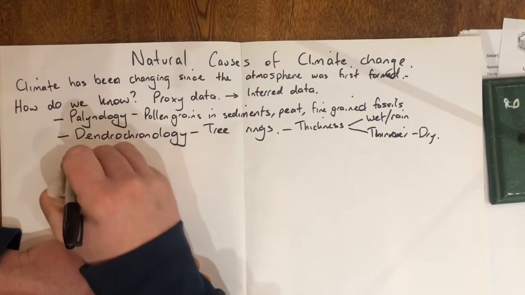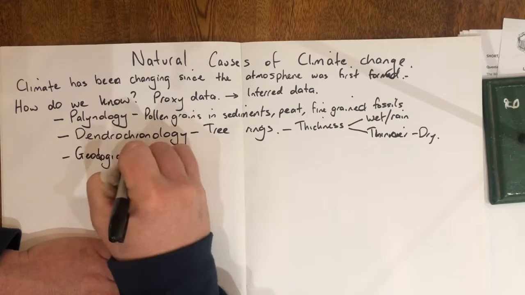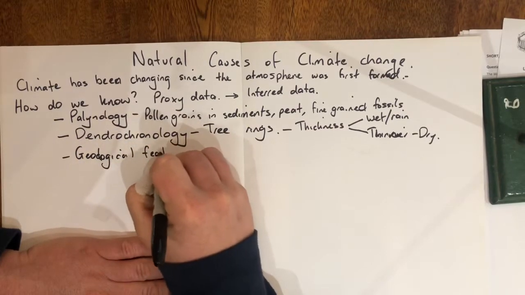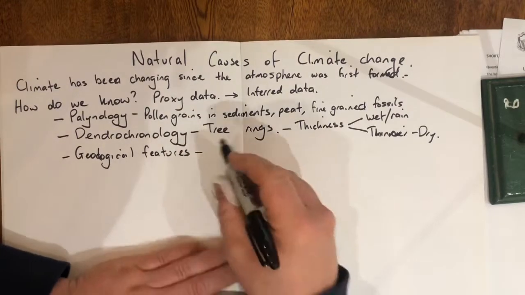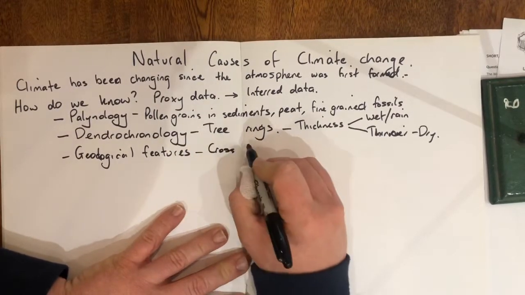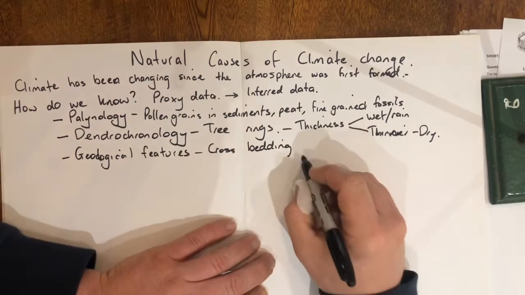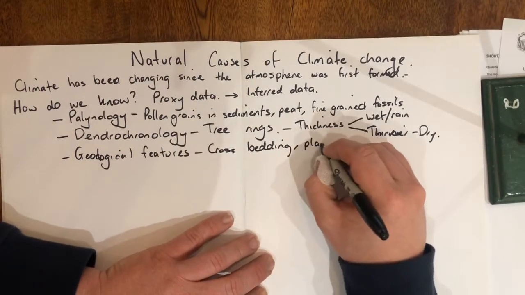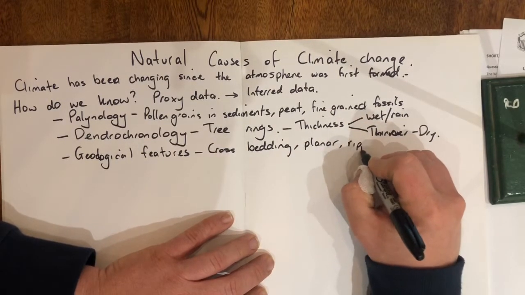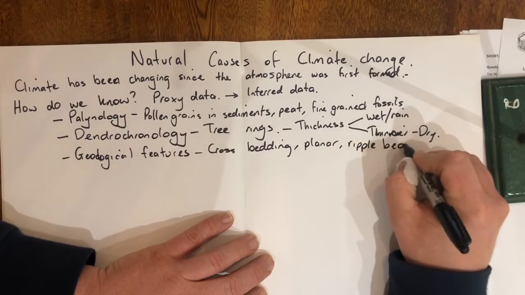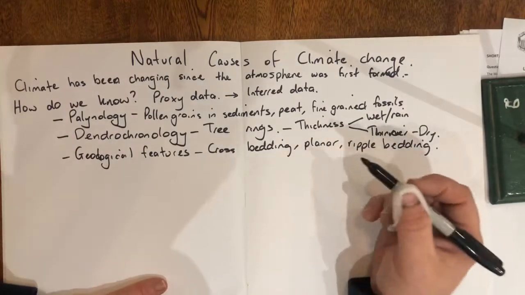Other features like geological ones. We're thinking about cross-bedding, or even planar bedding, or even ripple bedding. It's going to tell us if there was an ocean there at that time.